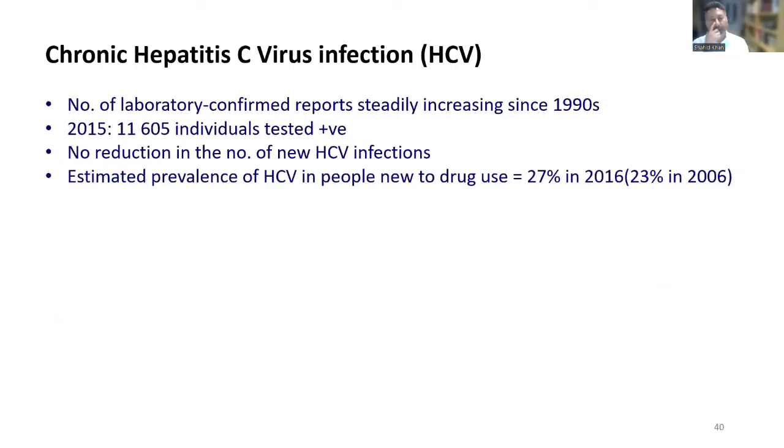Okay, so just talk a little bit about chronic hepatitis C. Chronic hepatitis C has been steadily increasing since the 1990s. We're getting better at diagnosing. We didn't know about it. We weren't able to test for hepatitis C until 1992.